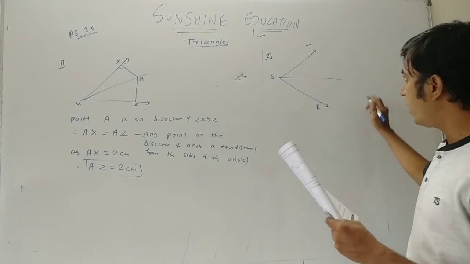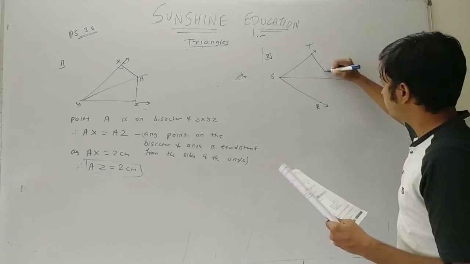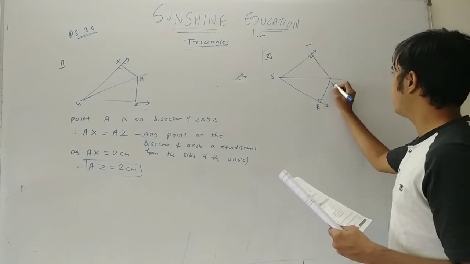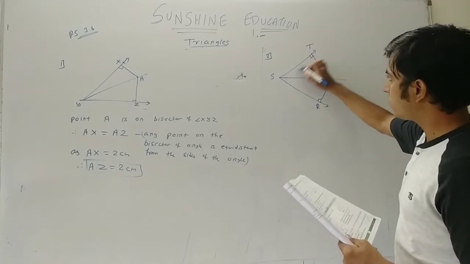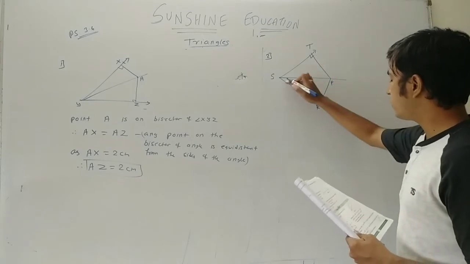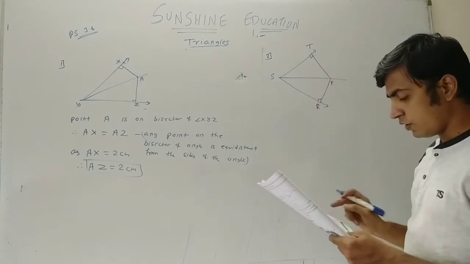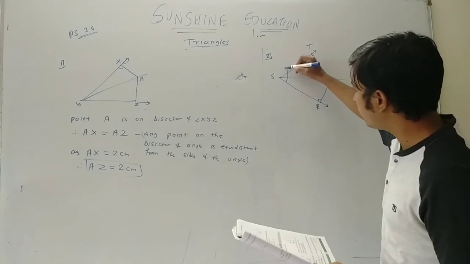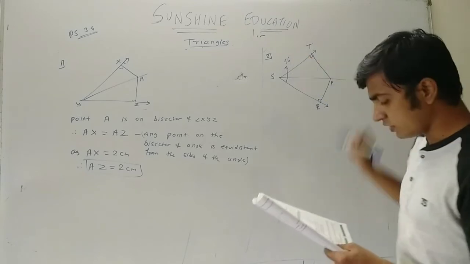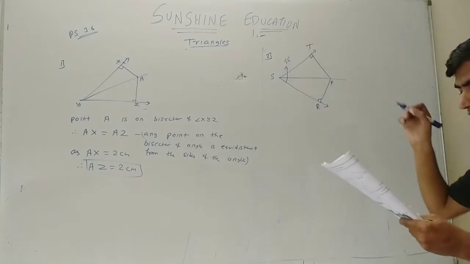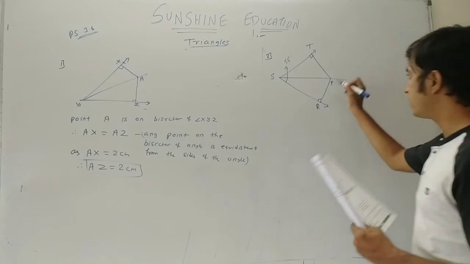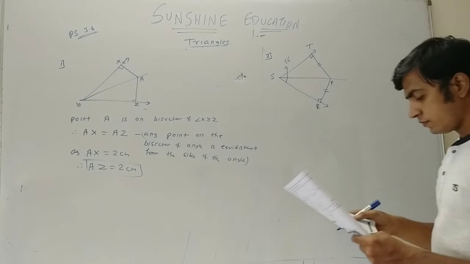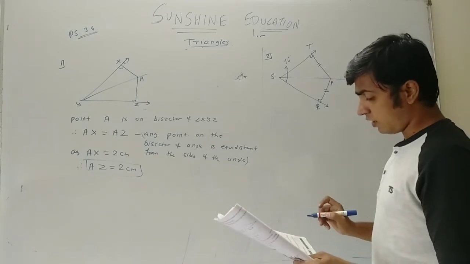Okay, and we have point P, where PT is perpendicular to ST, PR is perpendicular to SR. Okay, so angle RST means this whole angle is 56 degrees. PT is perpendicular, that I told you. PR is equal to PT. Find the measure of angle RSP.